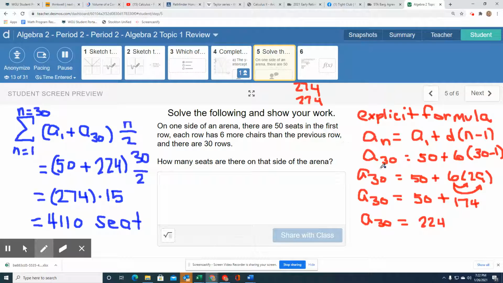So there's really two parts to this problem. The first part is you have to find A30. You have to find that last row, how many chairs are in there, and use this explicit formula. Once you have that number, then you come over and use this formula right here, where you add A1 to A30, which is the last row, and then you multiply that by the number term, so the 30th term, divided by 2. And when you do that math, you can find the final answer.